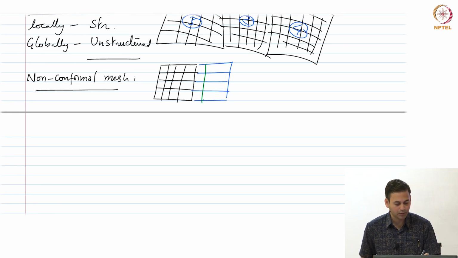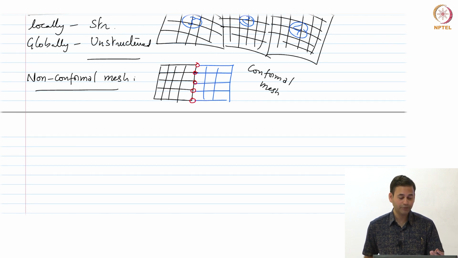Okay. As of now, I would draw with a conformal mesh. Okay. So this is conformal. By conformal, I mean that I have these two meshes, and these nodes are matching at every location. Okay. They end at the same location. We call it, let us say, a conformal mesh.